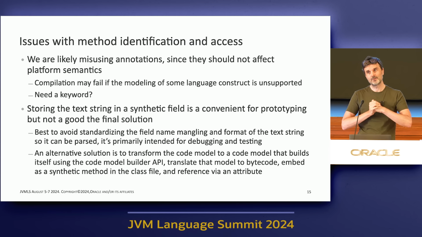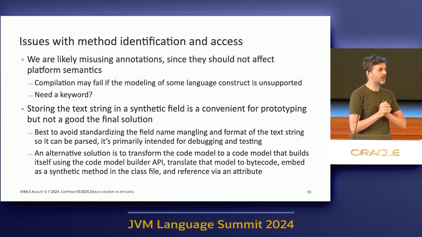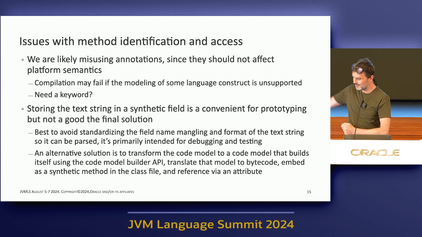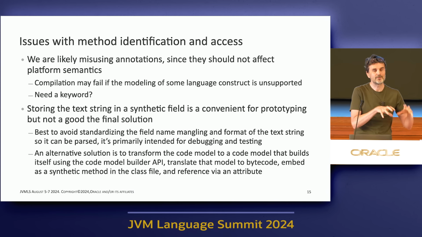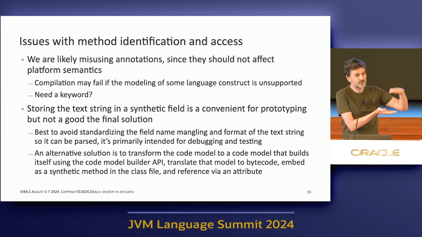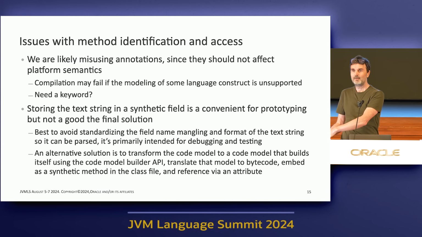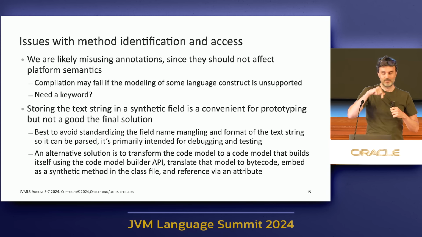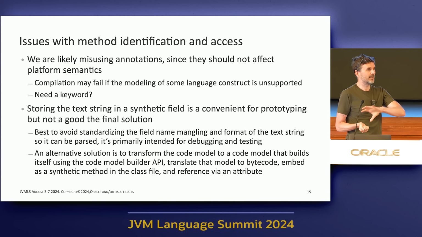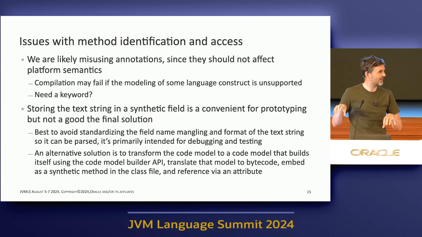So an alternative solution we have a rough prototype for is to transform the code model into a code model that builds itself. That makes sense? It's kind of nice. It's got a nice sort of circularity to it. We can do this because we can transform it using the transformation API to generate code that uses the builder API. And then we translate that code model to bytecode, and we stuff it in the class file as a method, and then we reference it through an attribute. And that means we don't need to standardize anything except the APIs we already have. And that will work cross-platform across, say, Eclipse or the Java compiler. So I think we probably have to lean into this way, or at least explore this way, and see if this has legs to it.